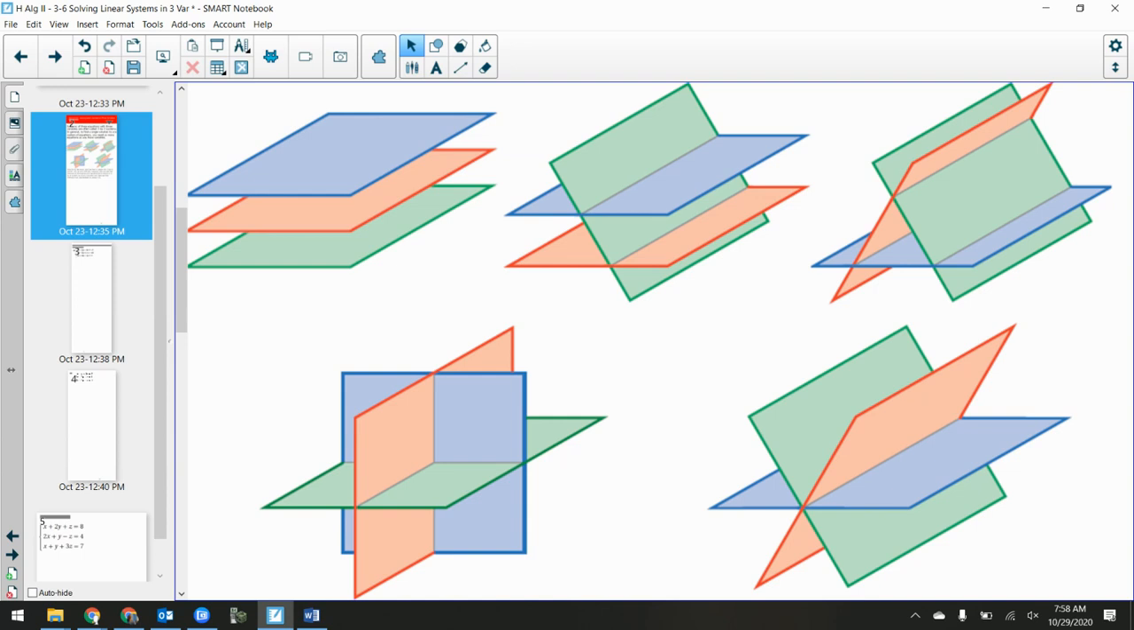Is this consistent or inconsistent? Inconsistent. Is that consistent? Yes. And it's consistent at a point, right? It's consistent at one point. Is this consistent or inconsistent? It's consistent because they all intersect, but in this case, they're all intersecting at a line.